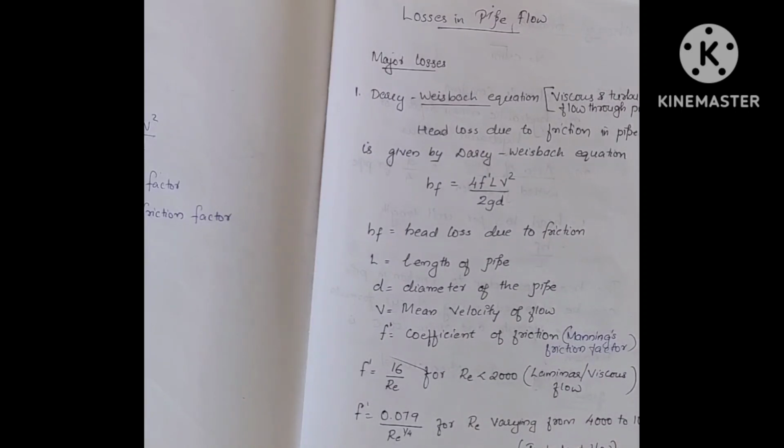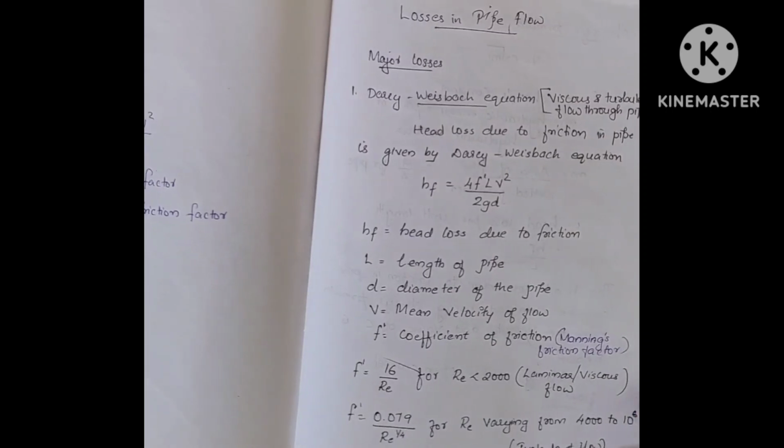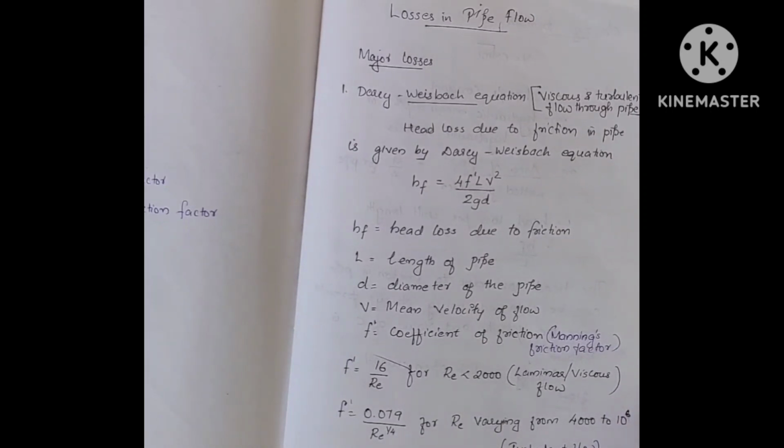When a fluid is flowing through the pipe, it experiences some resistance due to which some energy of the fluid is lost, that is loss in pipe flow. Mainly loss in pipe flow are of two types. First one is major loss and the second one is minor loss. Major loss is due to frictional resistance of pipe, which depends on the inside roughness of the pipe, and the minor loss is mainly due to pipe fittings, change in flow direction and change in flow area.